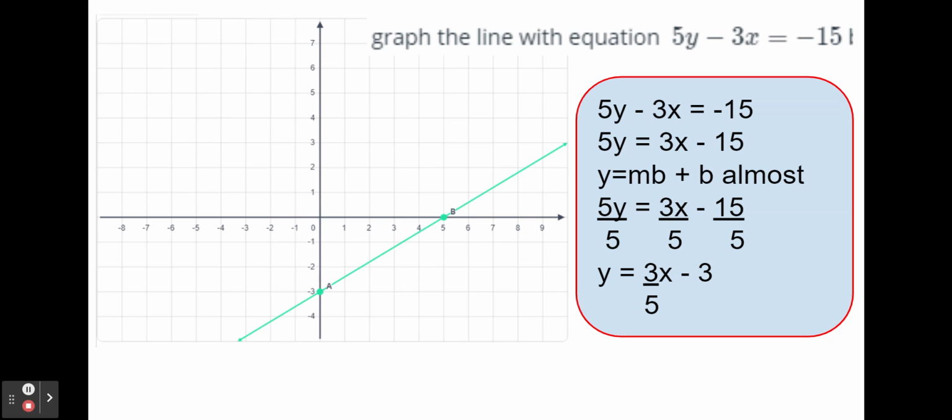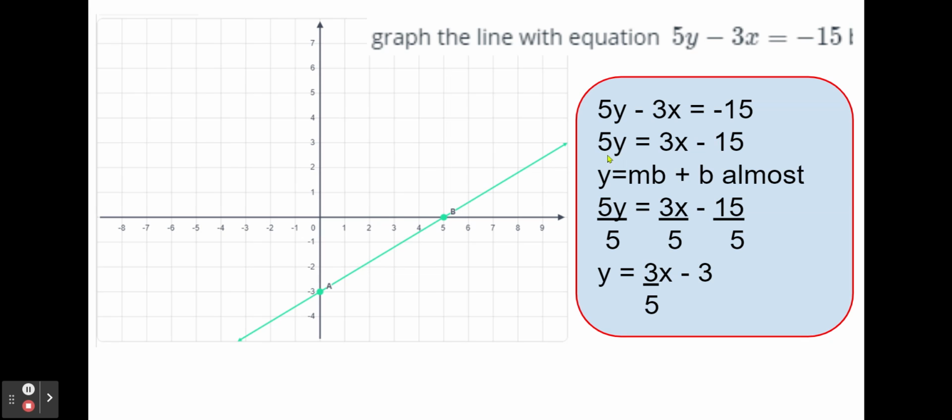Graph the line with the equation 5y minus 3x equals -15. First, I just wrote it down. 5y minus 3x equals -15. I changed it to our formula. Y equals mx plus b. As you can see, my -3x moved to the opposite side of the equation. What happened to the negative? It made it a positive. When you move something to the other side of the equation, the signs change.